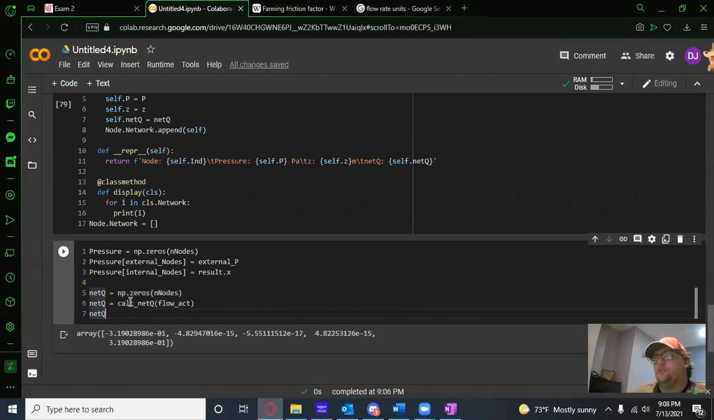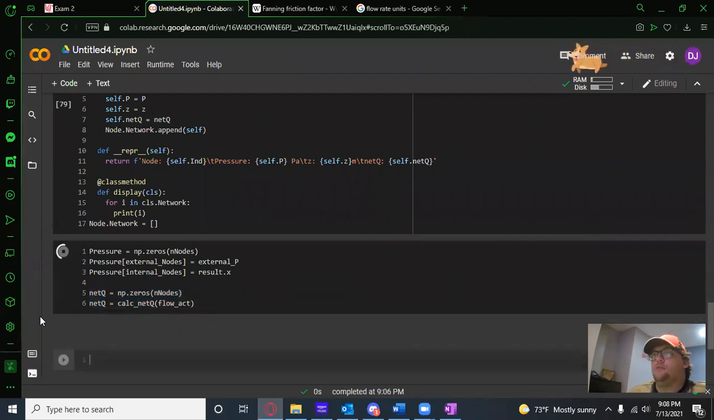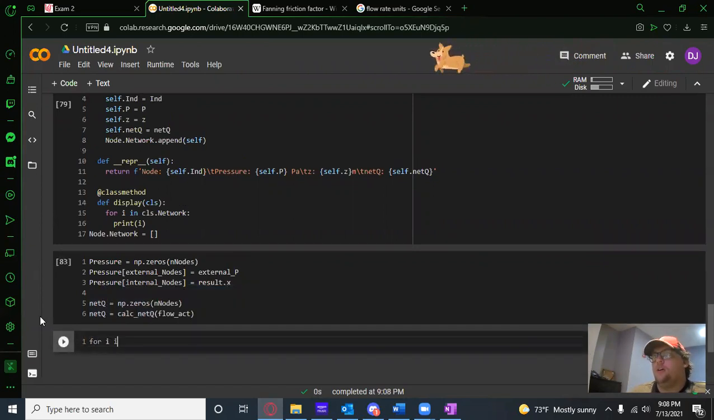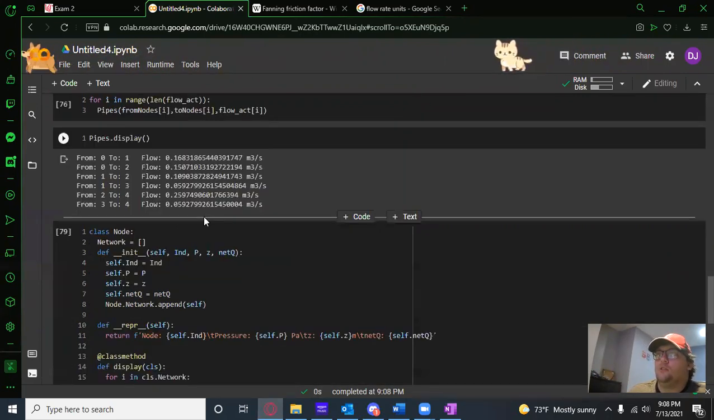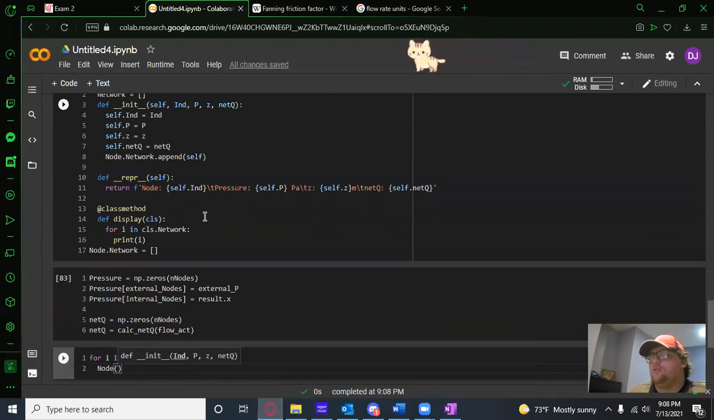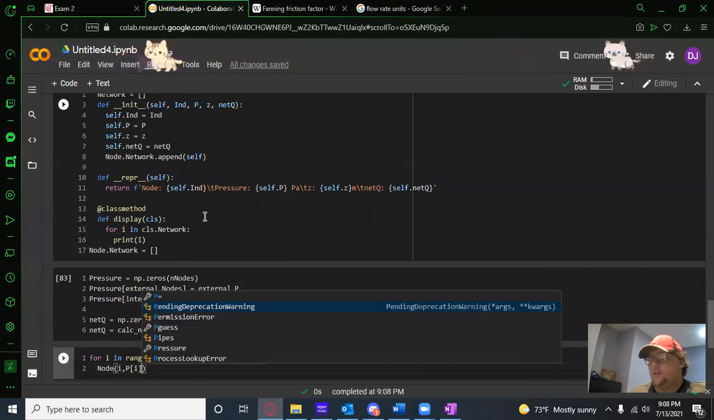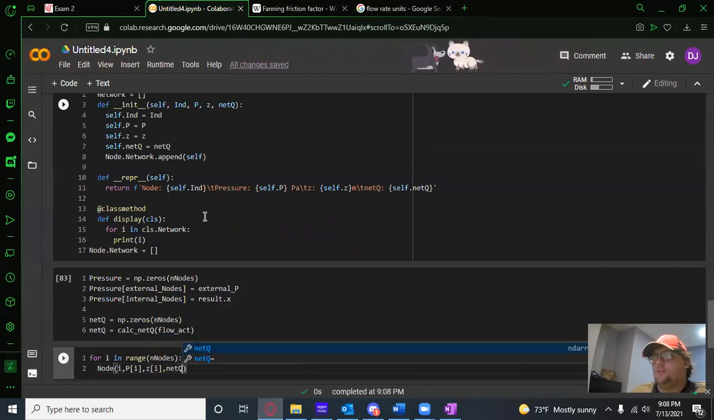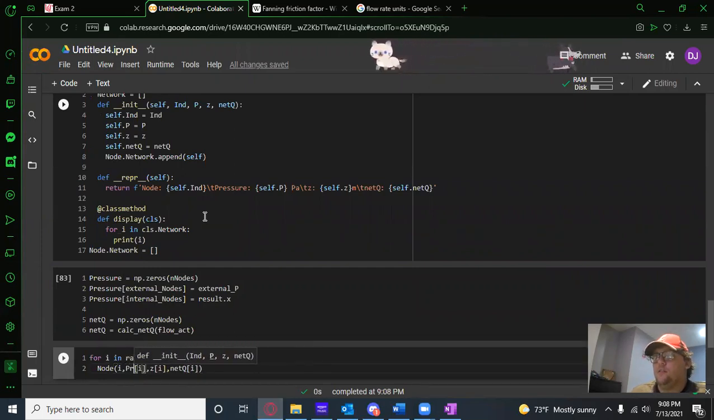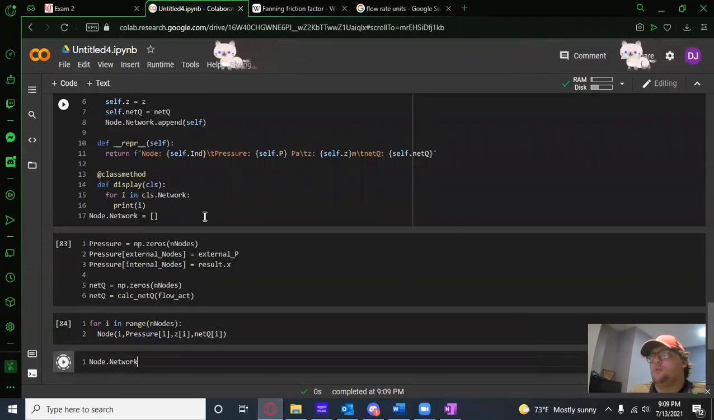So we have our net Q, we have our pressure. All that's left to do now is for i in range, number of nodes, we are going to create node, so index is going to be i, P[i], z[i], and then net q. Make sure node.network, look at that.